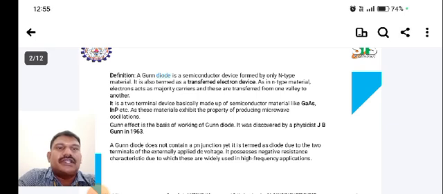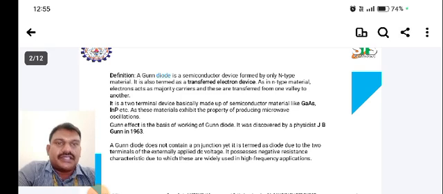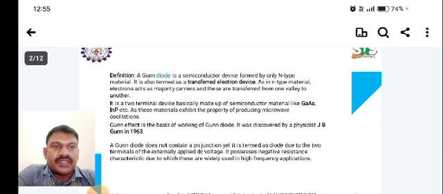As in N-type material, electrons act as majority carriers and are transferred from one valley to another. It is a two-terminal device basically made up of semiconductor materials like gallium arsenide, indium phosphide, etc. As the material exhibits the property of producing microwave oscillation, the Gunn effect is the basis of working of the Gunn diode. It was discovered by physicist J.B. Gunn in 1963.